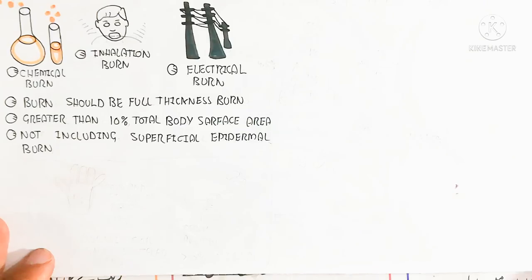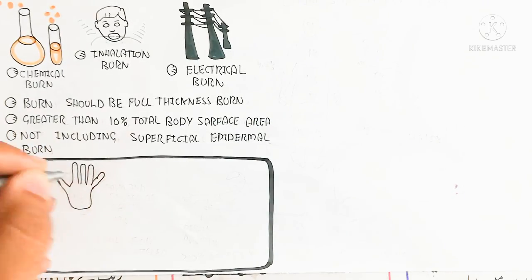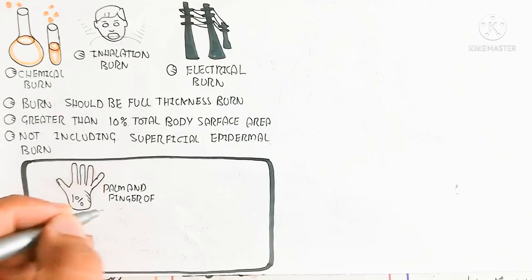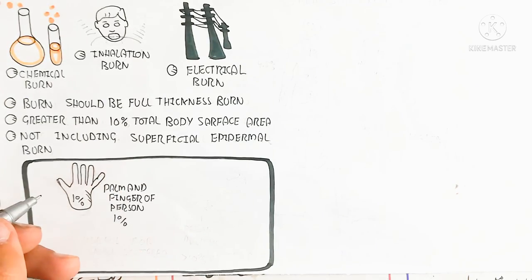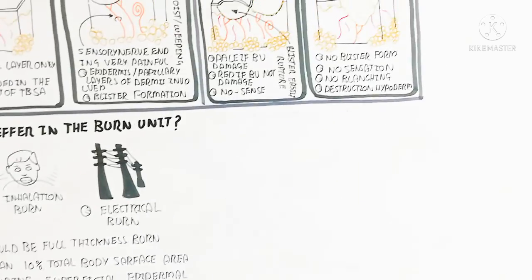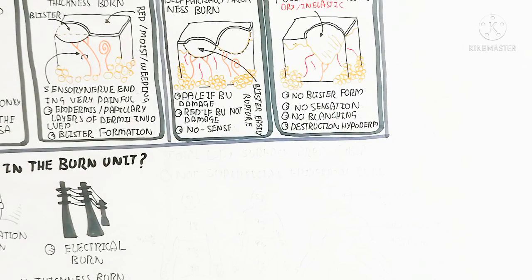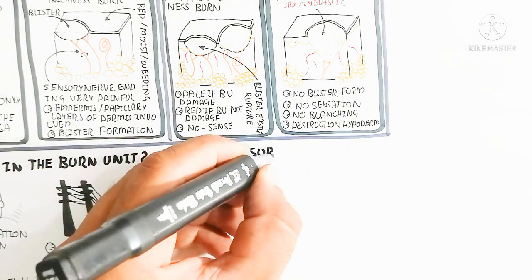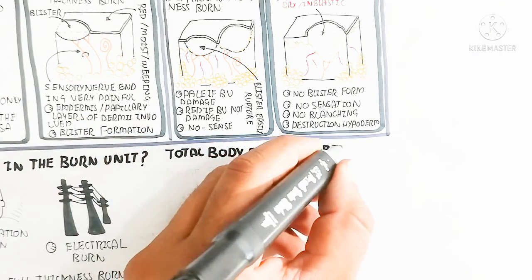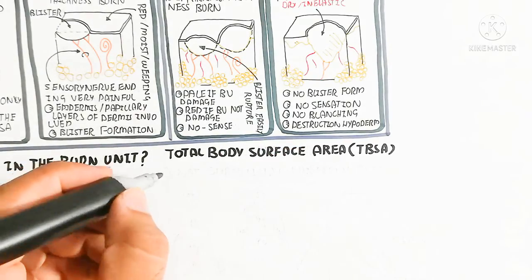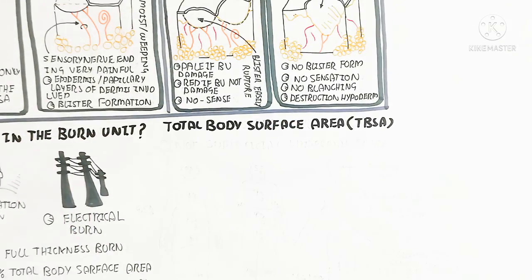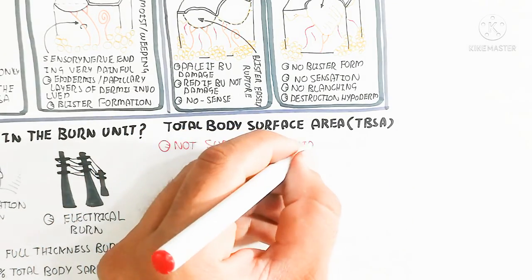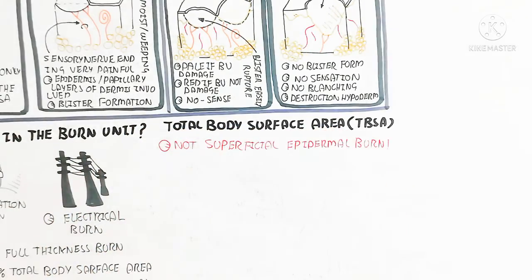First, I want to say that for the total body surface area, here is the hand, which is 1% of the total body surface area, the palm and finger of the person. So we can imagine that. Here let's begin to understand the total body surface area, TBSA. This does not include superficial epidermal burn. In this way, you can see I am drawing the diagram for understanding.